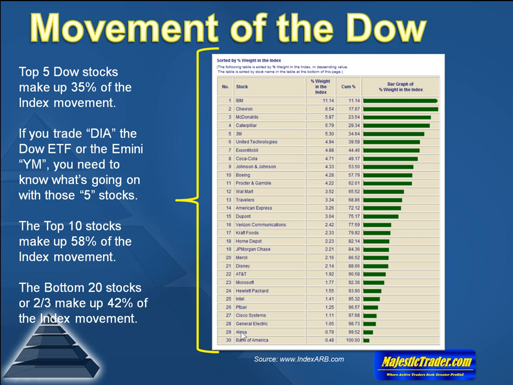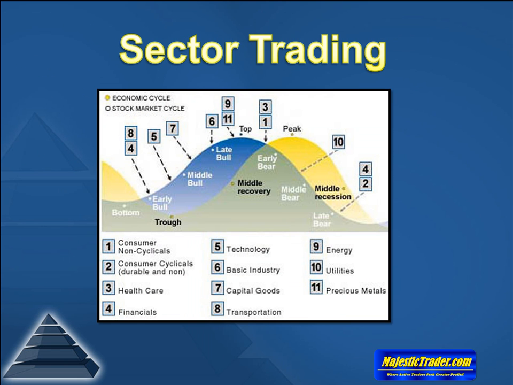Alcoa just reported earnings on Tuesday, October 11th. They missed by 7 cents, but because it only makes up 0.79% of the overall Dow, how much is that really going to move it? But if IBM missed by 7 cents, because it makes up better than 11% of the index movement, certainly that's going to affect it. Sectors work no differently than the way the Dow components work, so we're going to talk about that now.